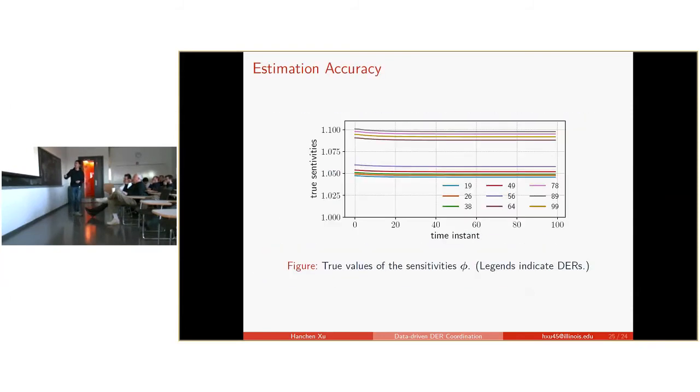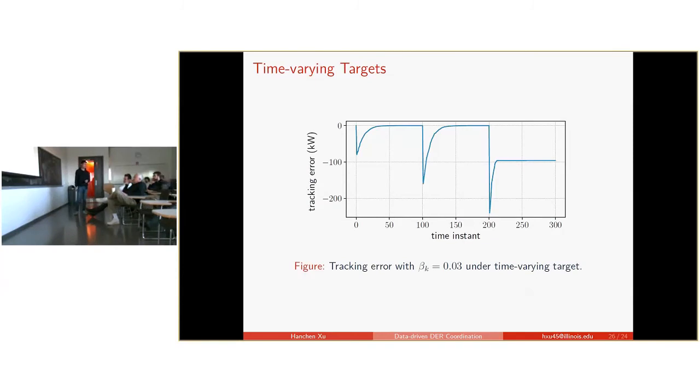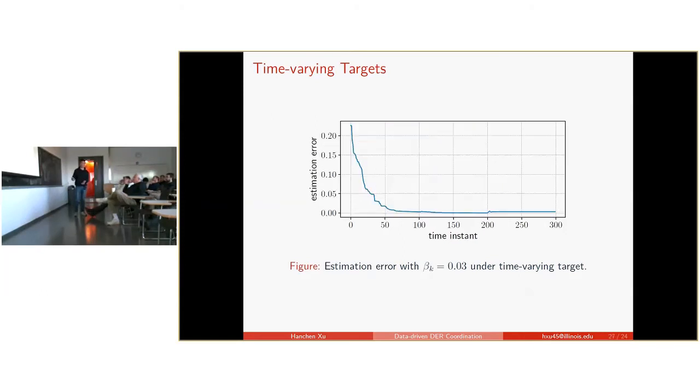And also, if you have multiple tracking targets, if the tracking target does not change too fast, then this can still work pretty well. And these are the estimation errors under multiple tracking targets. Because we already got a good enough estimation accuracy during the previous target, the error stays low at all the following time instances. That's pretty much all. Any questions?